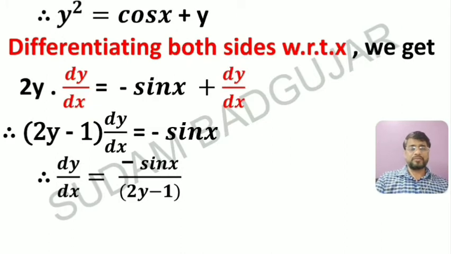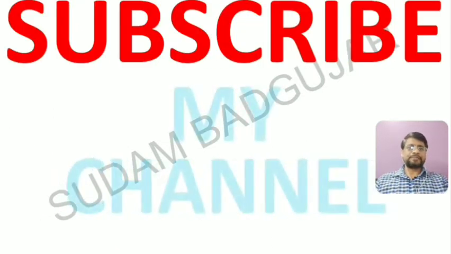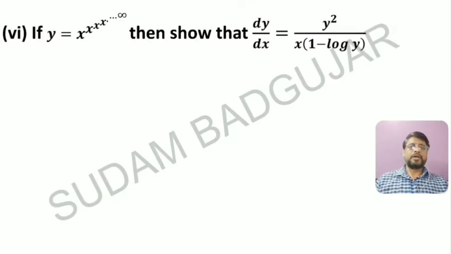But this is not the answer, because this is a show that type of question, a prove that type of question. So taking the minus sign common from the denominator, minus minus gets cancelled, and you will get dy by dx becomes sin x upon 1 minus 2y. That's it. It's a very simple form. Now for practice, you will get the same type of question here.